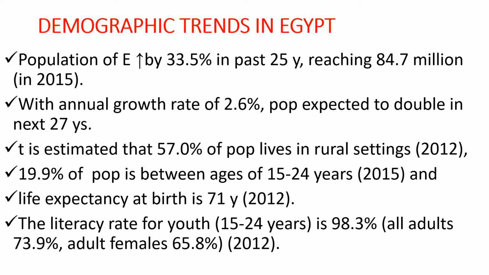Demographic trends in Egypt. Population of Egypt increased by 33.5% in past 25 years, reaching 84 millions in 2015. With annual growth rate of 2.6%, population is expected to double in next 27 years. It is estimated that 57% of population lives in rural settings during 2012. About 20% of population is between ages of 15 to 24 years, and life expectancy at birth is 71 years.